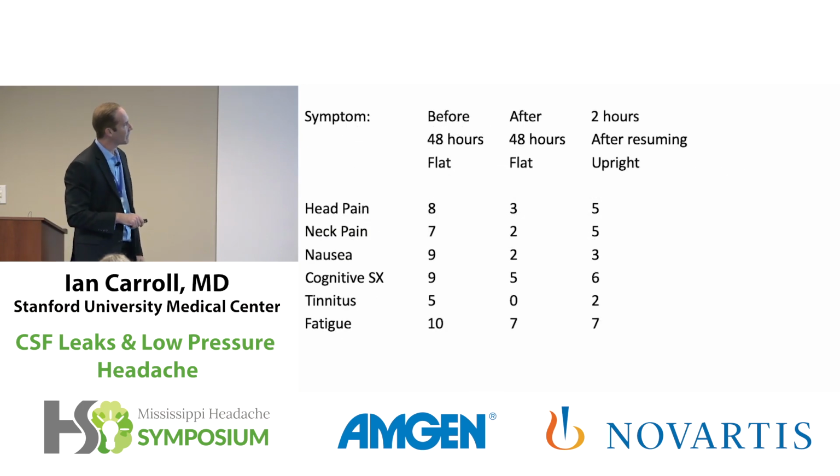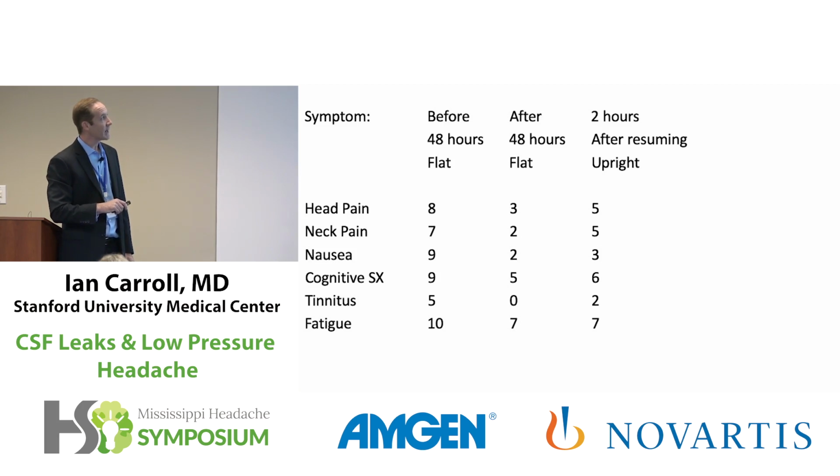This is what her 48-hour flat test looked like. Again, a real striking component of getting flat. It doesn't go away completely. She's going from an 8 to a 3. After she gets back upright, it's a 5 in terms of her head pain. Neck pain gets a lot better, 7 to a 2. Nausea gets much better, 9 to a 2. Cognitive symptoms much better, 9 to a 5. Tinnitus, 5 to a 0.